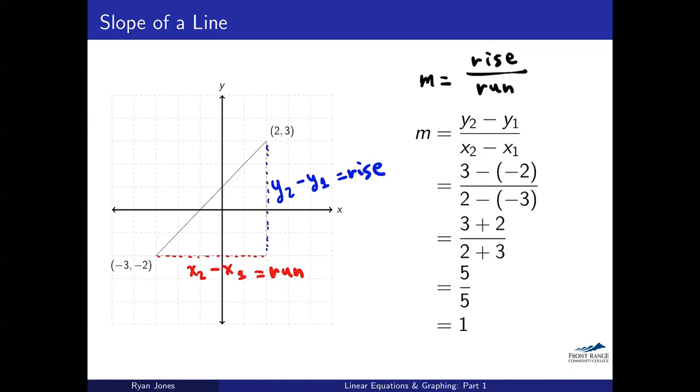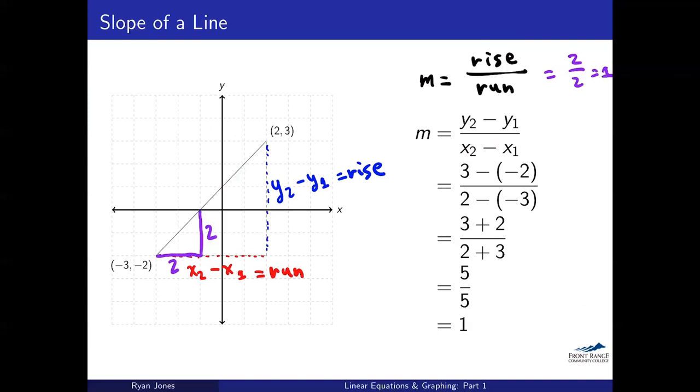But just to be clear here, when we get this slope of 1, we should get that slope no matter what points we use. So what you could tell here is that if I go, let's say, over 2, and then I go up until I meet the function. Well, I went over 2. I should definitely go up 2, because in that case, my rise over run would be 2 over 2, which is 1.